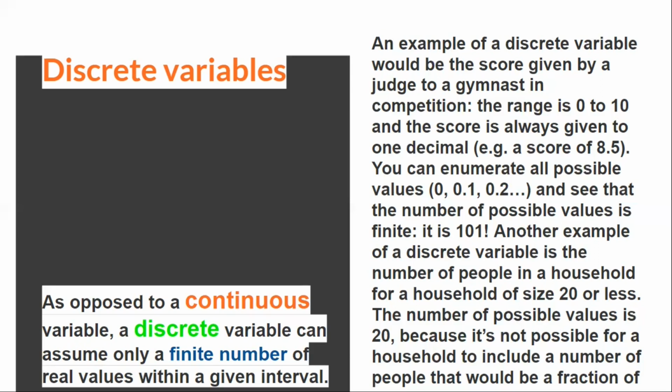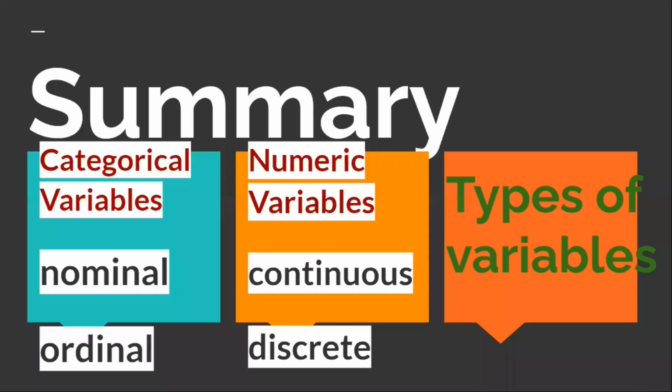Another example of discrete value is the number of pupils in a household of the size 20 or less. So the number of possible values is 20, because it's not possible for a household to include a fraction of a person.